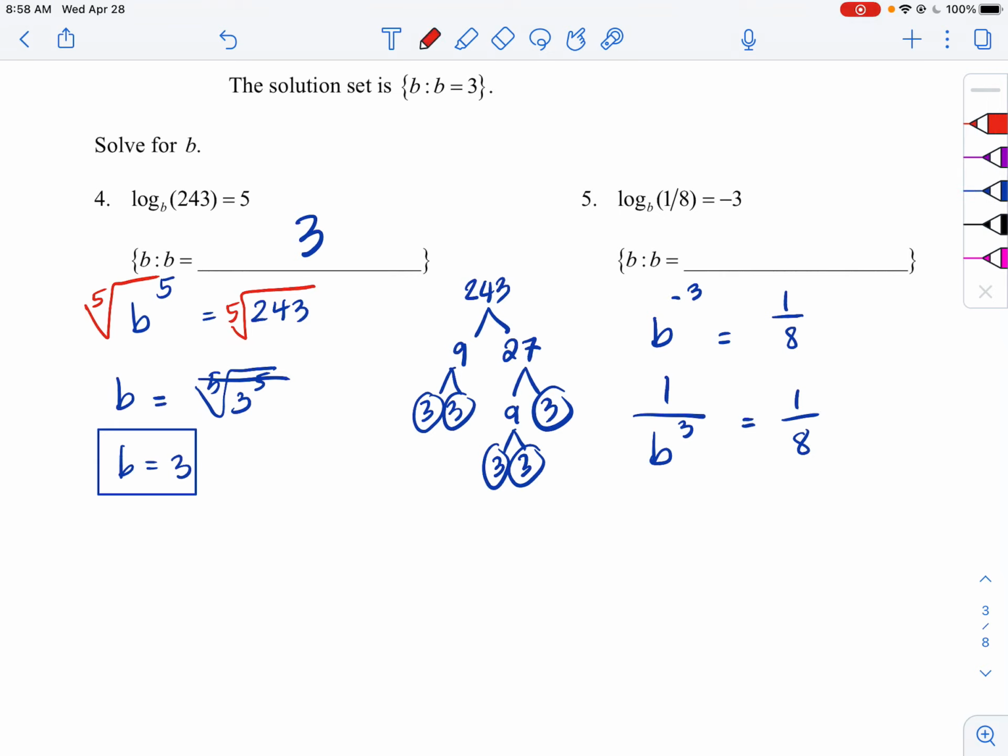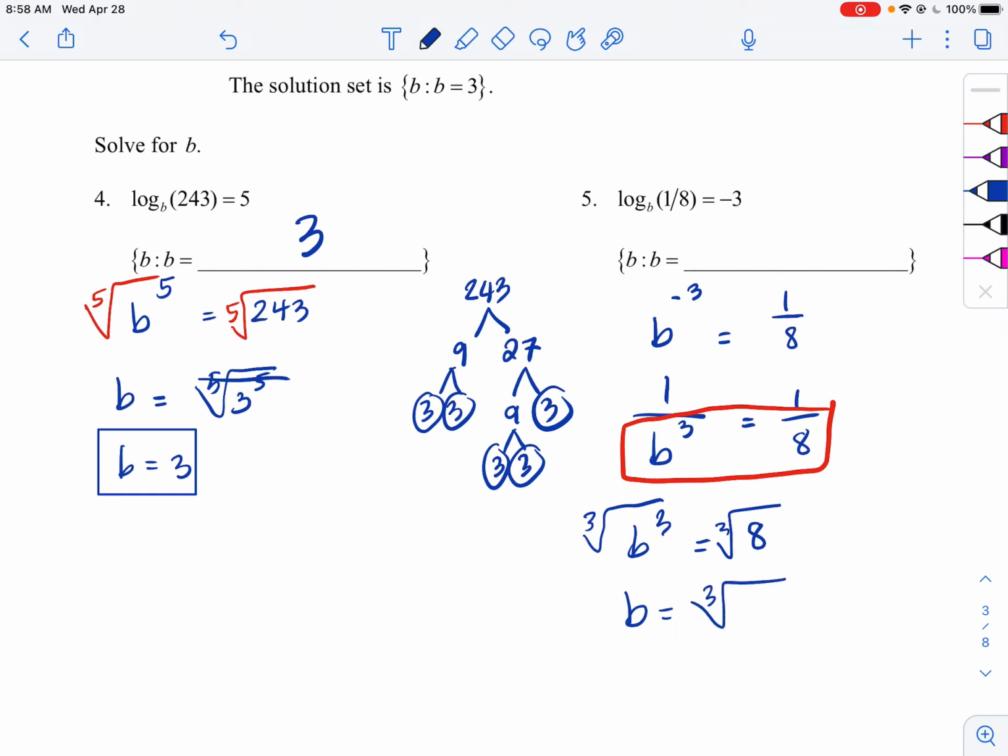So let me put a square on that. There you go. And we are going to solve b cubed is equal to 8. That is the cube root of 8. So b equals, 8 is 2 to the power of 3, yeah? And you should know that the cube root of 8 is 2. So b is equal to 2. So our answer there is 2. And just like that, we are done with number 4 and number 5.